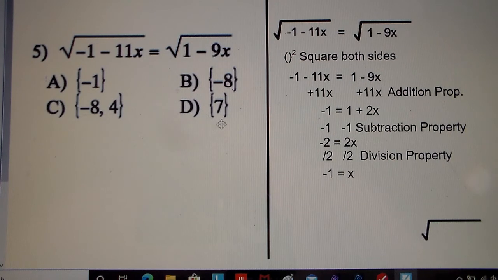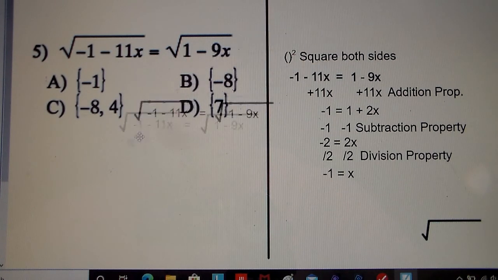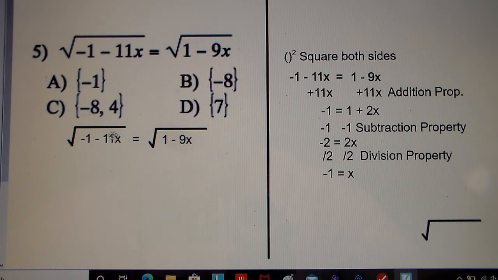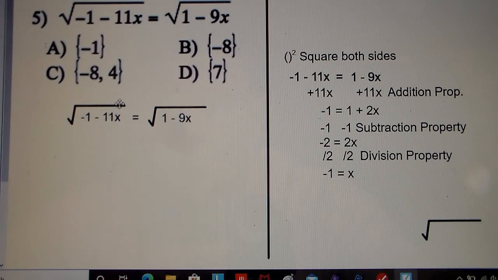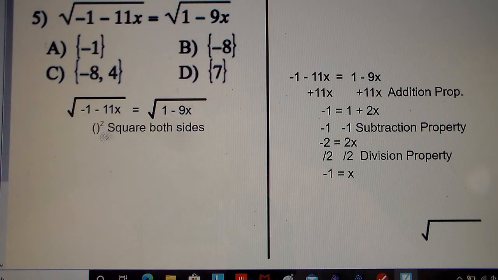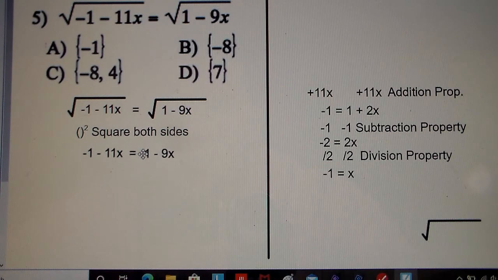Alright, last one. We have a square root on both sides. I rewrite my equation, so I make a little more room. I'm going to square both sides. So we just rewrite what's inside those square roots. So negative 1 minus 11x is equal to 1 minus 9x.